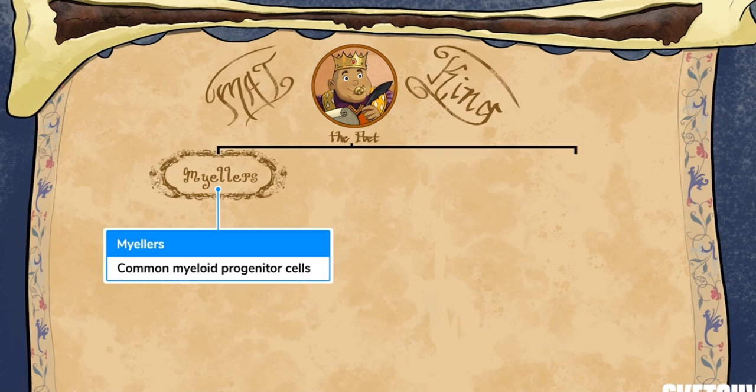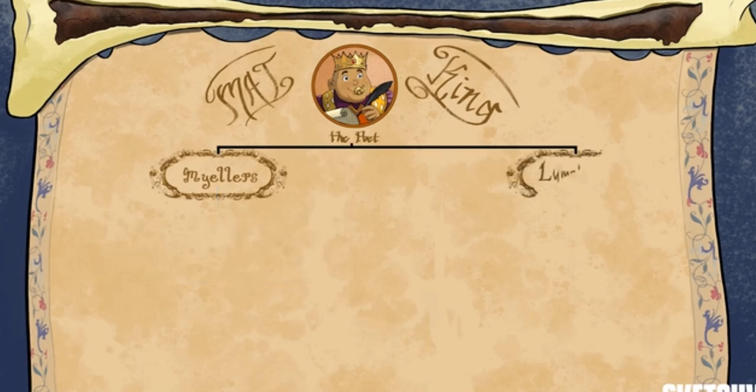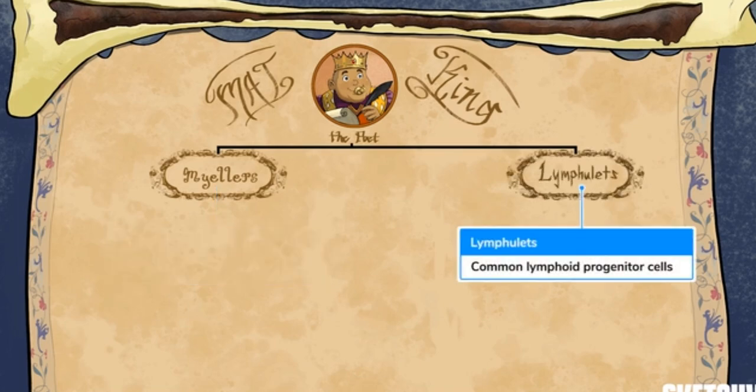But know that these cells are going to be important during the innate immune response. And again, we'll talk a lot more about innate versus adaptive later on. Anyway, here on the right, we have the lympholet family, and they represent the common lymphoid progenitor cells. They'll turn into natural killer cells or B cells or T cells, and we'll circle back to them in a little bit.